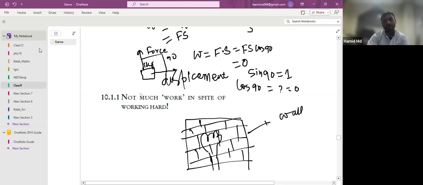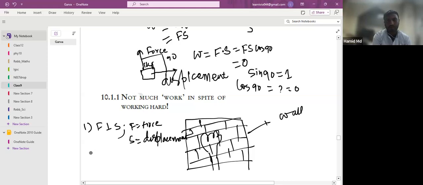So I'm saying that if you are pushing a wall, will there be any work done? No, sir. Why? Because displacement is zero. So one case is when force and displacement are perpendicular, where F is force and S is displacement.